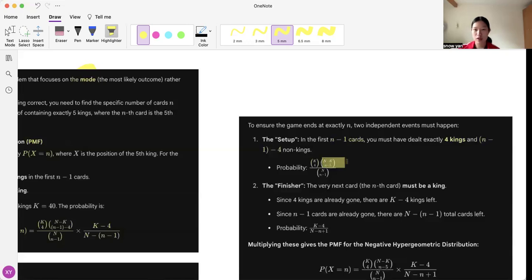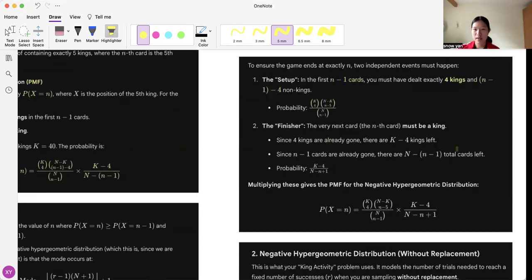Then we choose n minus 5 cards from the n minus k cards left inside the cards. And then we're just going to pick from all of the n's, we can pick n minus 1 cards, right? So that would be the probability. And then we know that we have to finish with the king. So with 4 kings already gone, there are k minus 4 kings left. And with n minus 1 cards already gone, there's this many cards left, right? So then the probability is this.